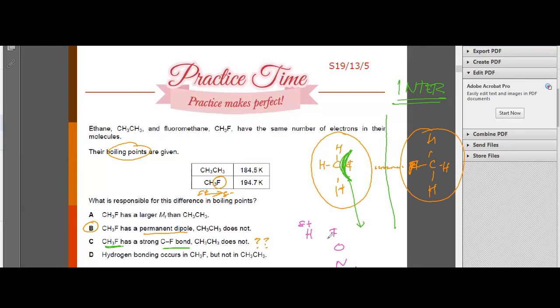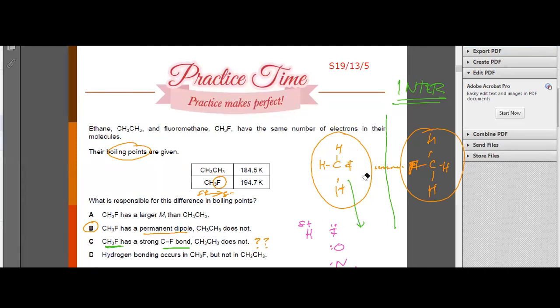So for hydrogen bonds to occur, two requirements should be fulfilled. First, the molecule should have a positive partial hydrogen, and then the second, it should have lone pairs of electrons from a very electronegative atom such as F, O, or N. These two requirements should be fulfilled for hydrogen bonds to occur.